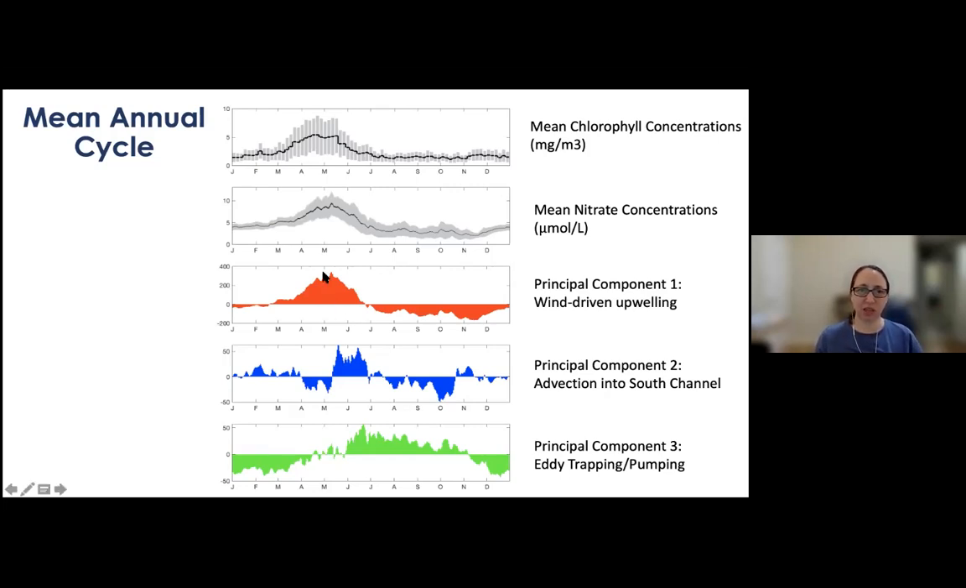pretty much simultaneously as the other spring peaks. So we see that and also, because this is more dominant, the values themselves are much larger than the other principal component. So we see basically starting in March and ending towards the end of June, we have wind-driven upwelling. Second is the principal component 2, which is advection into the South Channel.